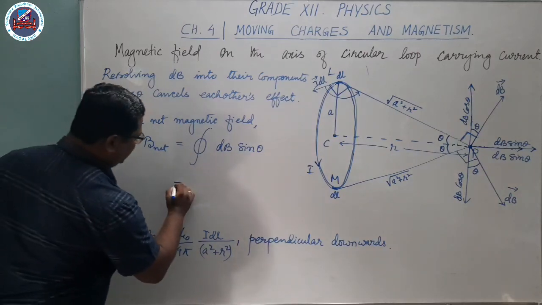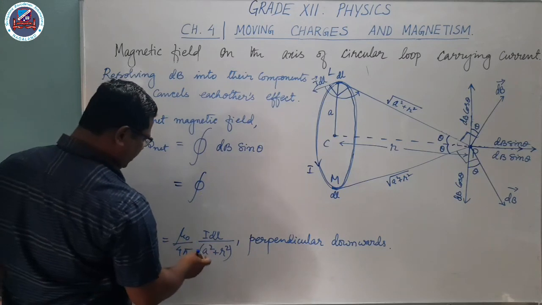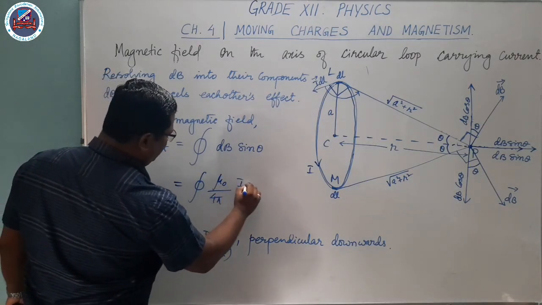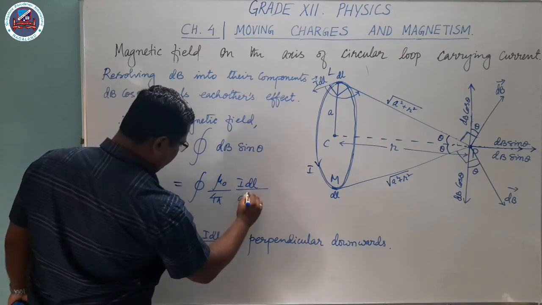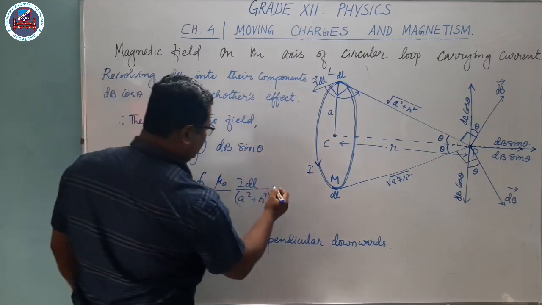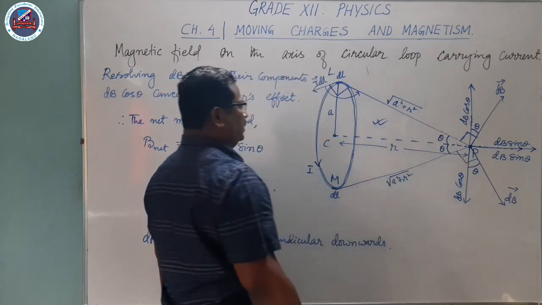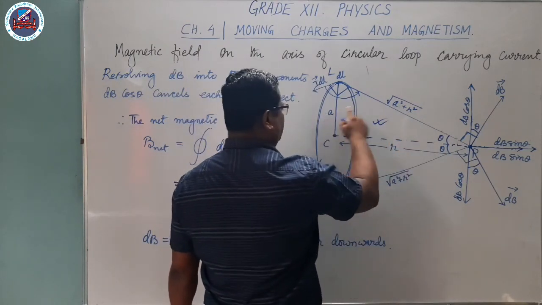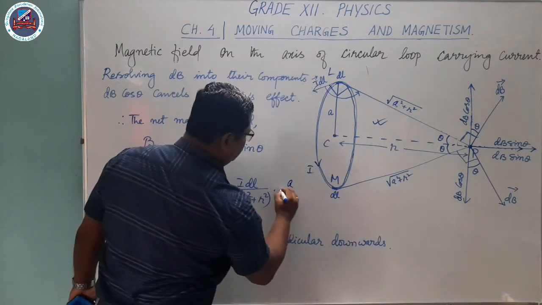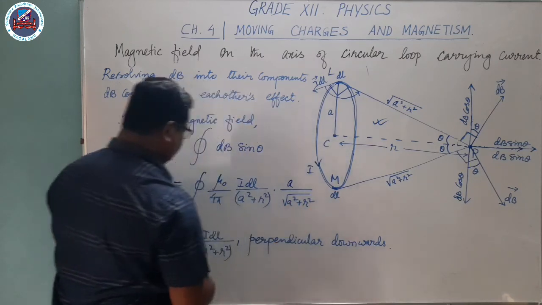Now this one you calculate it. What is dB? You have found out already. That value you write down here. Mu naught divided by 4 pi I dl divided by s square plus r square, and this is sin theta. What is sin theta? Take this right triangle and find out. Sin theta is equal to perpendicular by hypotenuse. So it is a divided by root over s square plus r square.